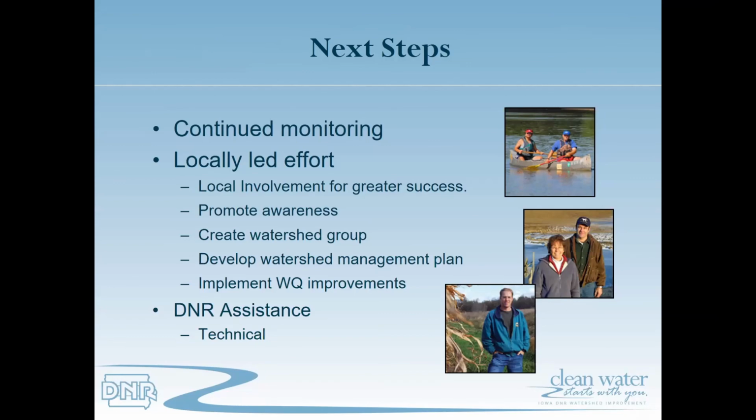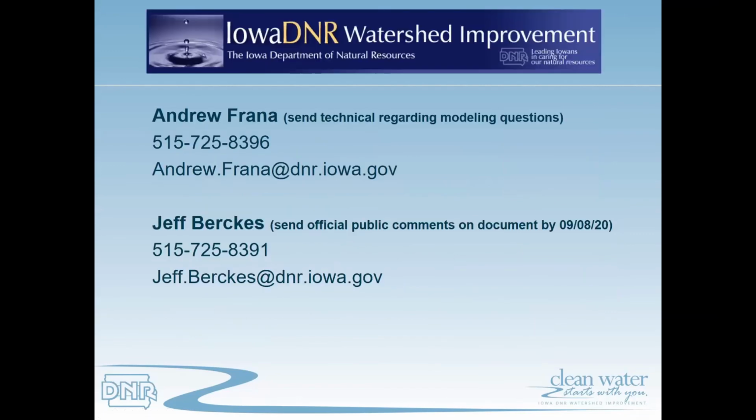And in order to be successful, we need local involvement. We need people on the ground that care about this to promote awareness. Some things they can do: create watershed groups, maybe watershed management plans, things like that, that can open up grant avenues. The main goal would be to improve water quality for everybody that lives and recreates in that watershed. And then the DNR, depending on resources and time, may be able to offer technical assistance on these locally led efforts. So after all that, I'm going to kick it back to Jeff, and thank you for listening.